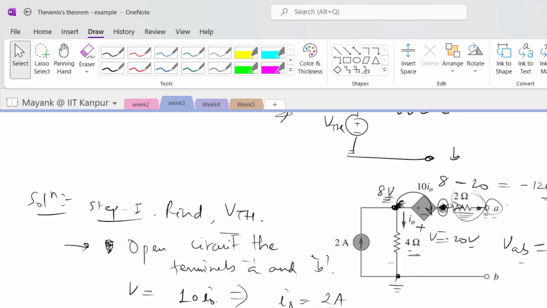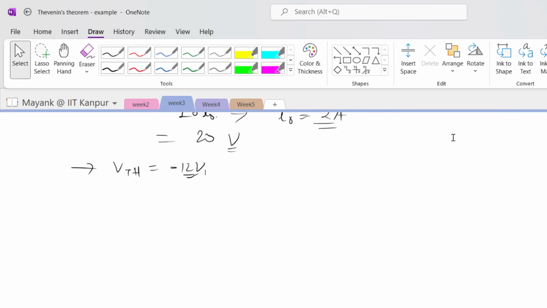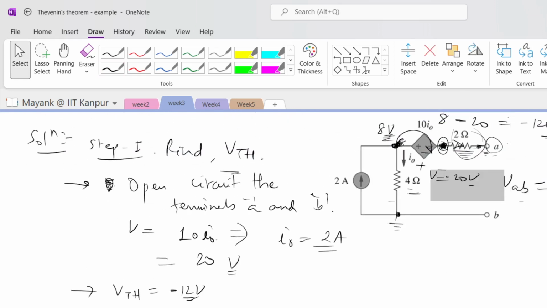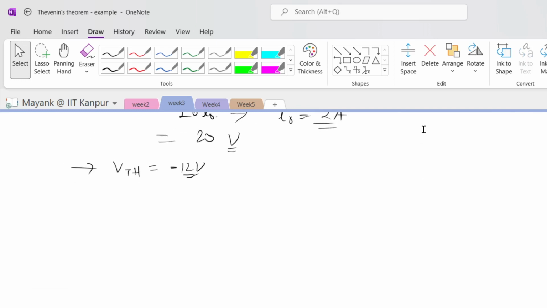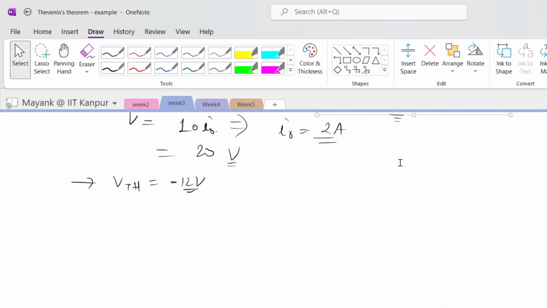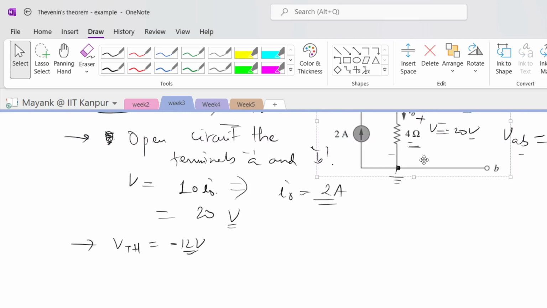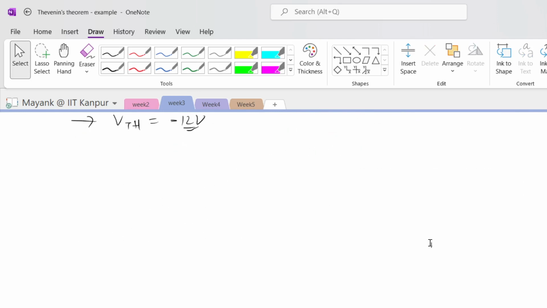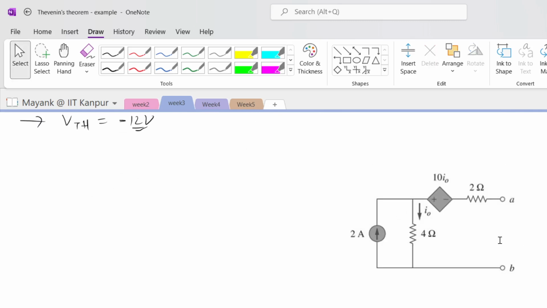Fine. Now that you have found out VThevenin, now let's find out the RThevenin. Let me drag it down again. It is easier to just copy it, paste it here. Yeah. Now we have to find out step 2, which is to find out RThevenin. Okay. So how do we find out RThevenin?